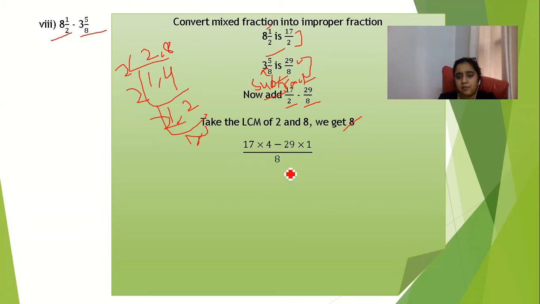I will put that LCM in the denominator position, and in my next step I will divide this 8 by this 2. I will get the answer 4, and that 4 should be multiplied by this number, that is 17. And this minus will remain as it is, and in the same way I will divide this 8 by this 8, and I will get the answer 1, and that 1 should be multiplied by this 29. And I will apply the BODMAS rule. Here I will multiply the numbers first, then I will subtract.